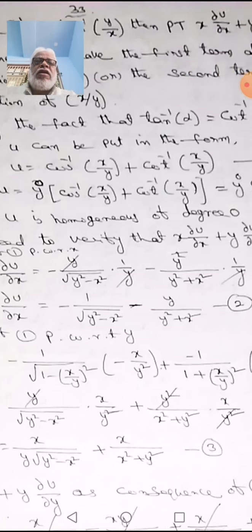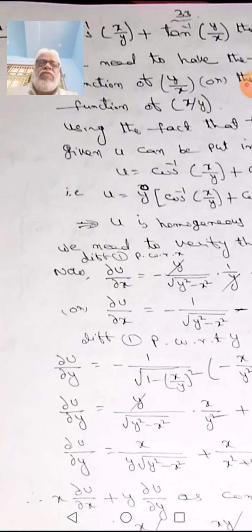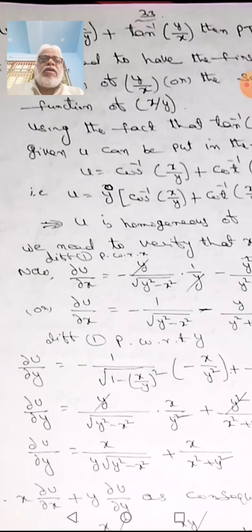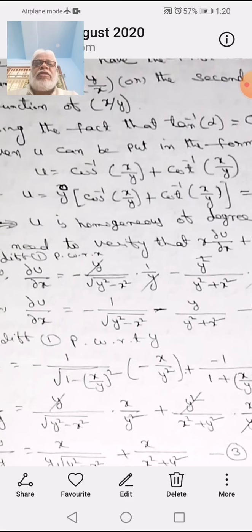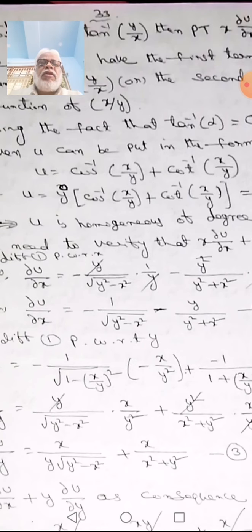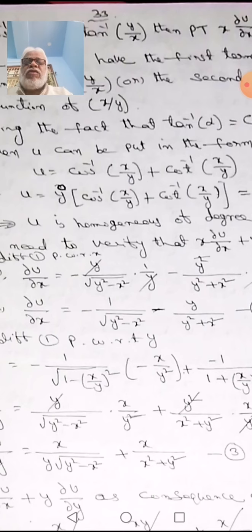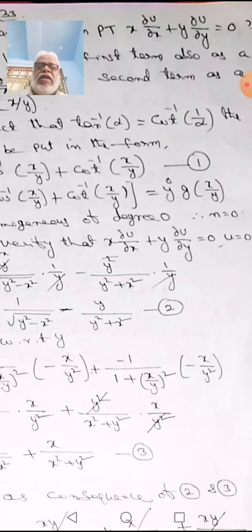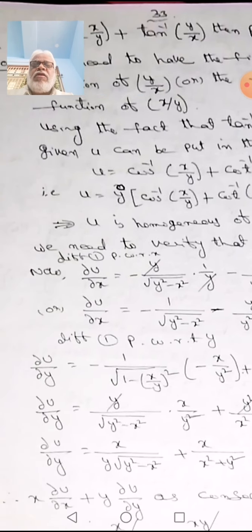Using the fact that tan inverse alpha is equal to cot inverse of 1 by alpha, given u can be put in the form u is equal to cos inverse x by y plus cot inverse x by y, because tan inverse becomes cot inverse. So both functions are x by y. So u is equal to cos inverse x by y plus cot inverse x by y, that is the first equation.